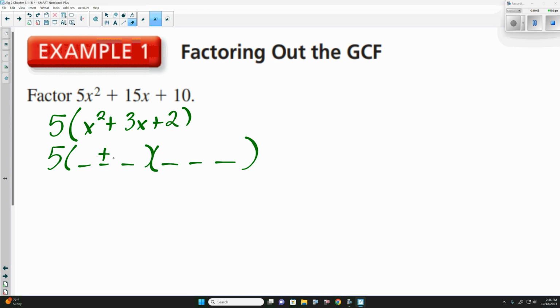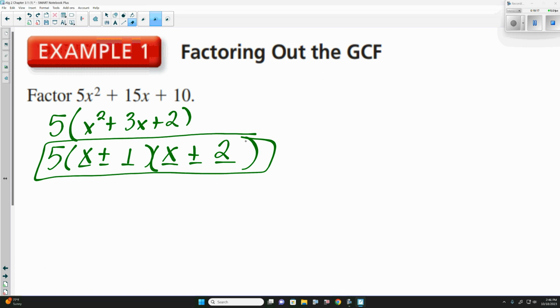Since the third term is positive, the signs are the same and match the sign of the middle term. Factors of x squared were x and x. Then factors of 2 are 1 and 2. X plus 2, x plus 1. When we check it, we do get the correct middle term. X times 2 is 2x. 1 times x is just x, which does give us the middle term of 3x. And that's it.